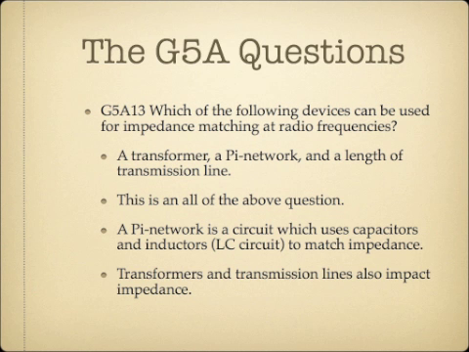Which of the following devices can be used for impedance matching at radio frequencies? And this is an all of the above question. The answers are a transformer, a pi network, and a length of transmission line. You may be familiar with the pi network and the length of transmission line from antenna matching, but the transformer has to be able to match impedance. A pi network is basically a combination of inductors and capacitors put together in a way that is designed to match impedances. And all these items basically help match impedances.